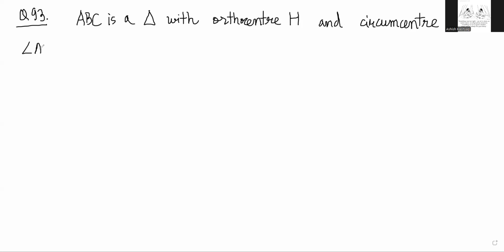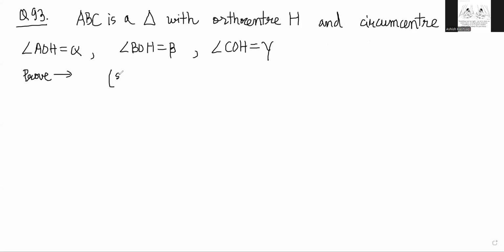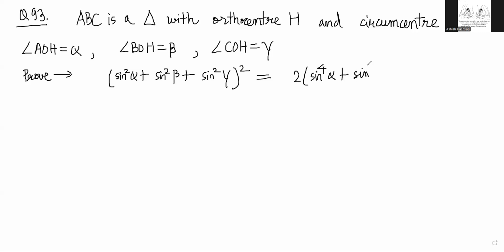We are saying angle AOH is alpha, angle BOH is beta, and angle COH is gamma. And we have to prove that (sine square alpha plus sine square beta plus sine square gamma) whole square is equal to 2 times (sine power 4 alpha plus sine power 4 beta plus sine power 4 gamma). Yes, sir. Okay, fine.